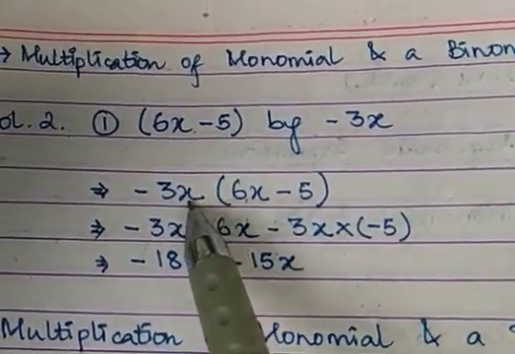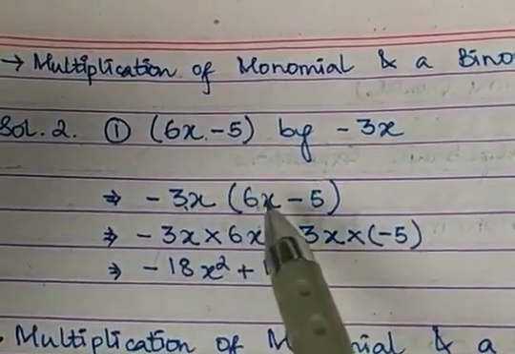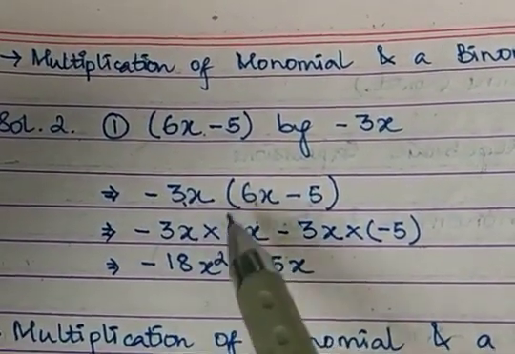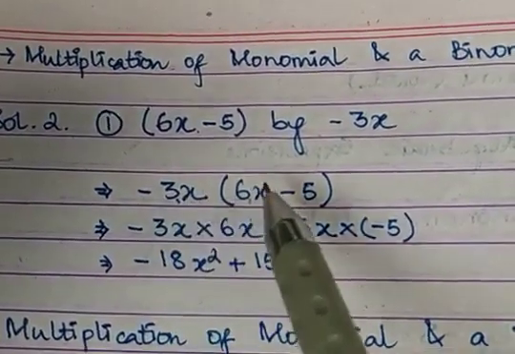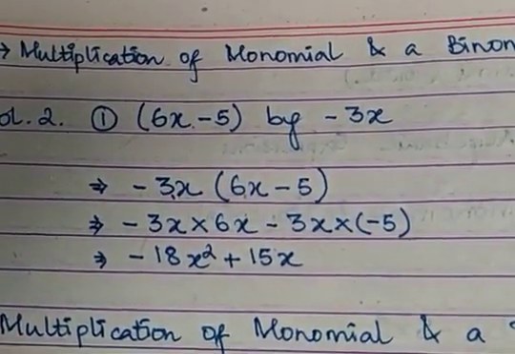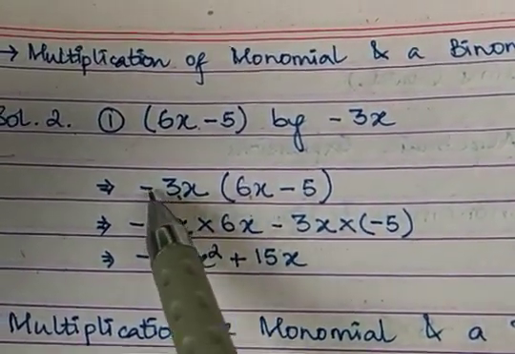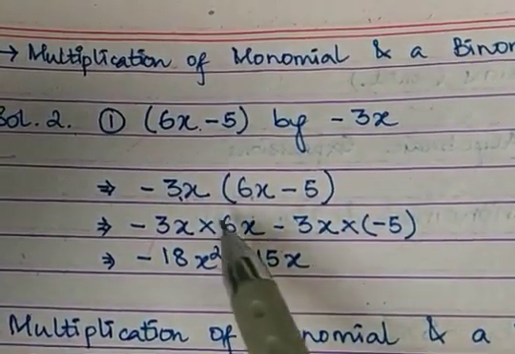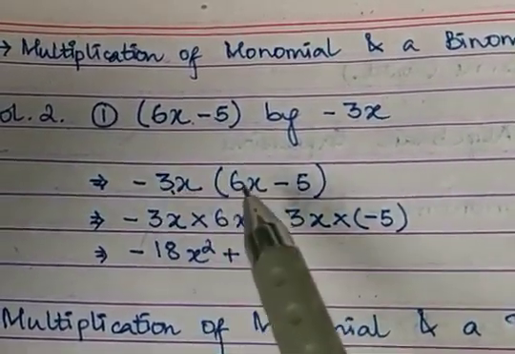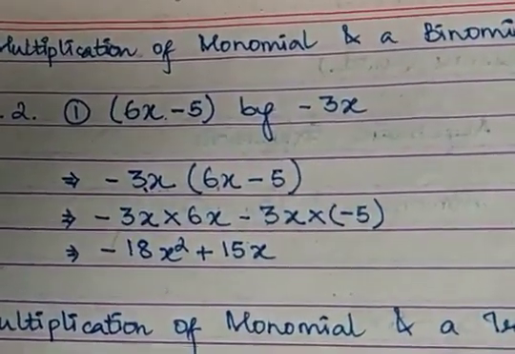So see what happens here. The monomial has to multiply both the terms of the binomial. That is why, see, minus 3x into 6x, now again minus 3x into minus 5. I'll repeat it again: minus 3x into 6x, minus 3x into minus 5. The monomial has to multiply both the terms of the binomial.